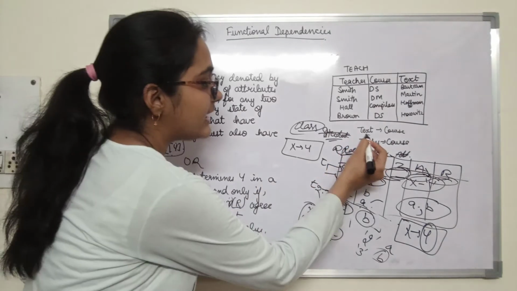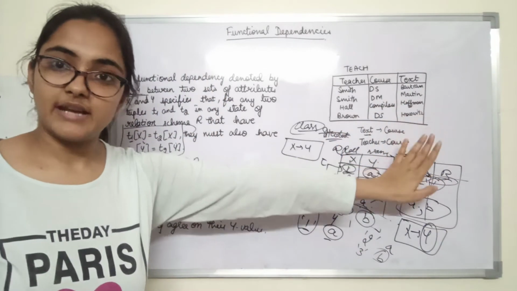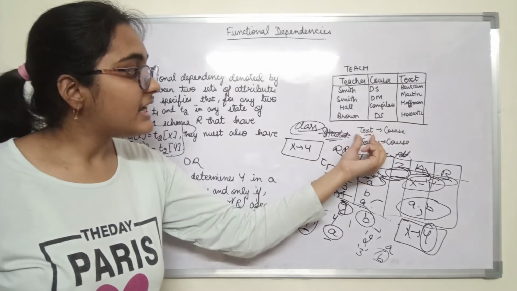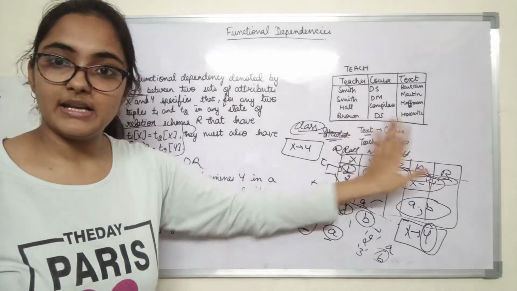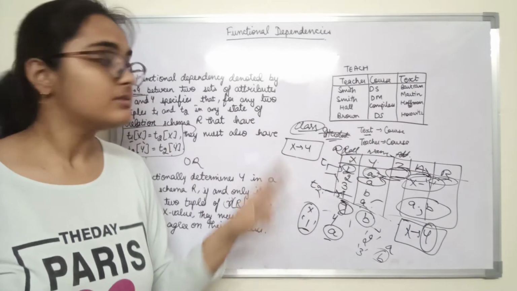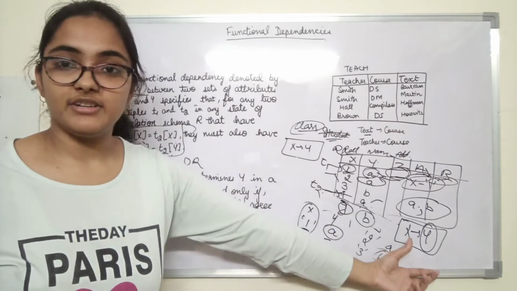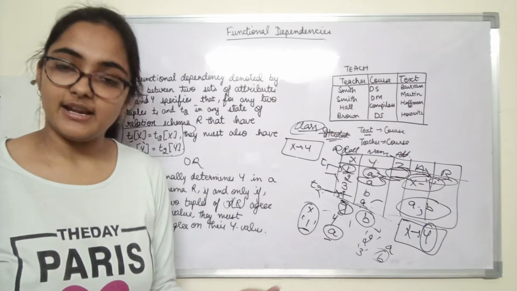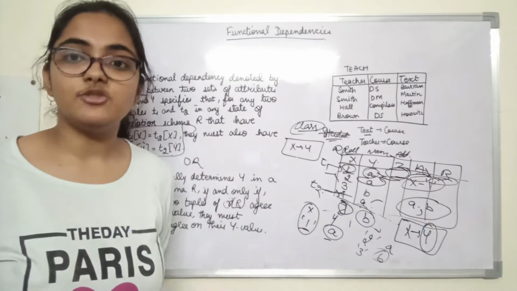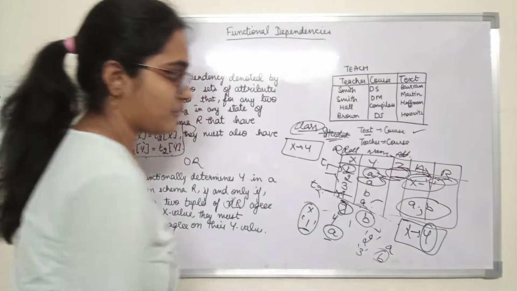Whenever left hand side value is unique, it can determine any set of attributes, right? Just remember this. Whenever left hand side of this functional dependency constraint is unique, whenever it has always unique values, then it can determine any subset of attributes, right? That is what we discussed here, right? If it is a candidate key or if it has unique values, then it can determine any subset of attributes, right? So this can be possible.